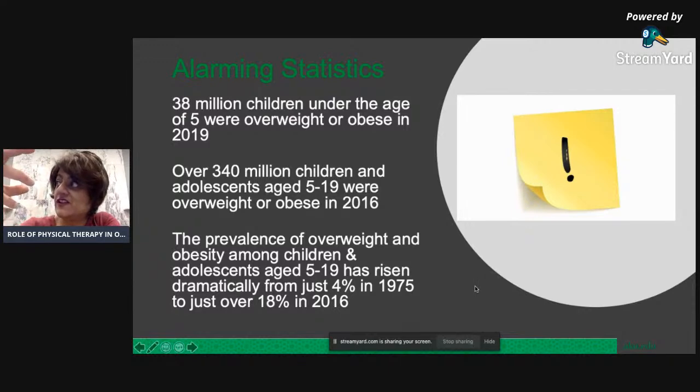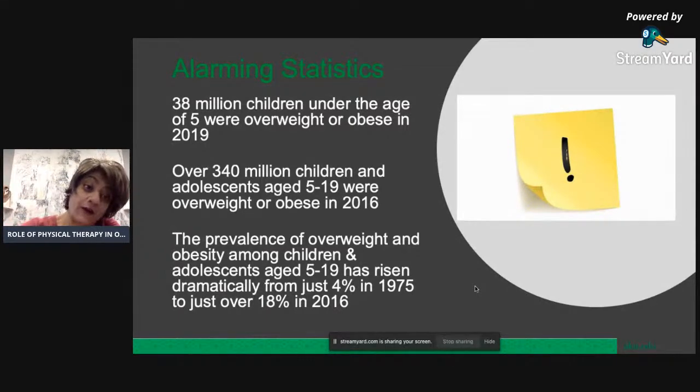And not only is obesity affecting adults, it's actually affecting children. It may be affecting your children, your nieces, your nephews, your grandchildren, perhaps. So 38 million children under the age of 5 in 2019, just 2 years ago, were overweight or obese. Okay, these are 5-year-olds who already are falling into a very poor lifestyle. And then if we look at older children, those between 5 and 19 years of age, in 2016, over 340 million of these children were overweight or obese.